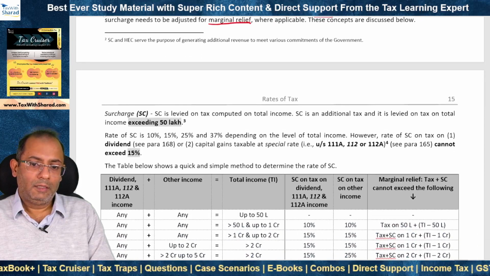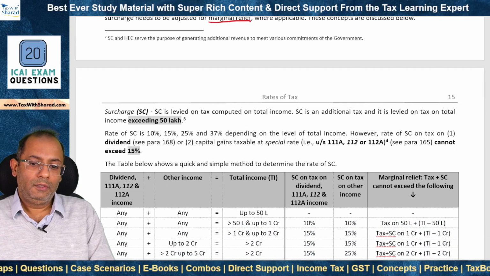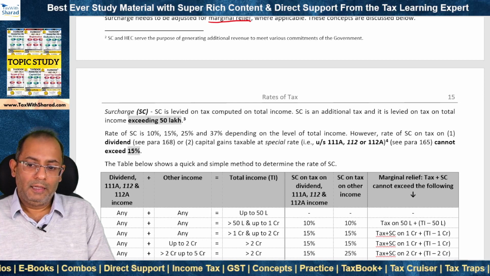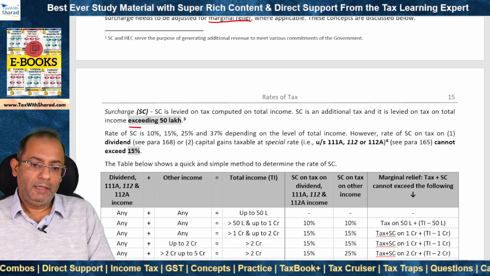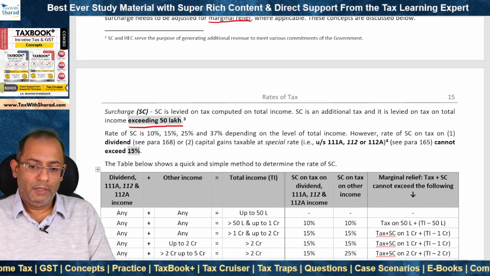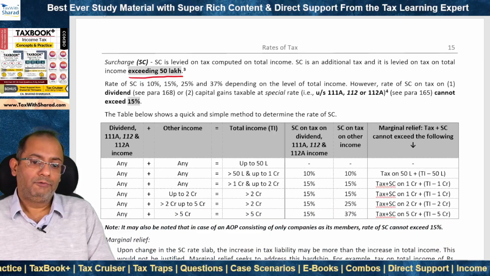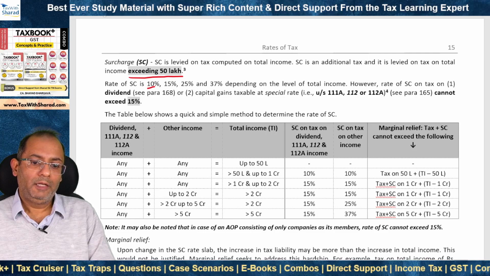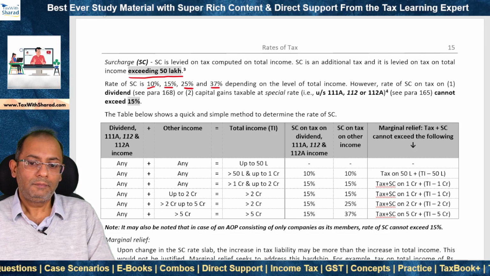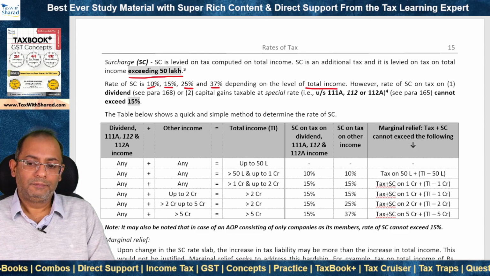So now we will discuss surcharge and marginal relief. Surcharge is levied on tax computed on total income. It is levied on tax on total income exceeding 50 lakh rupees. That means surcharge is not applicable where total income is up to 50 lakh rupees. There are 4 rates of surcharge which have been prescribed: 10%, 15%, 25% and 37%. And this depends on the level of total income.